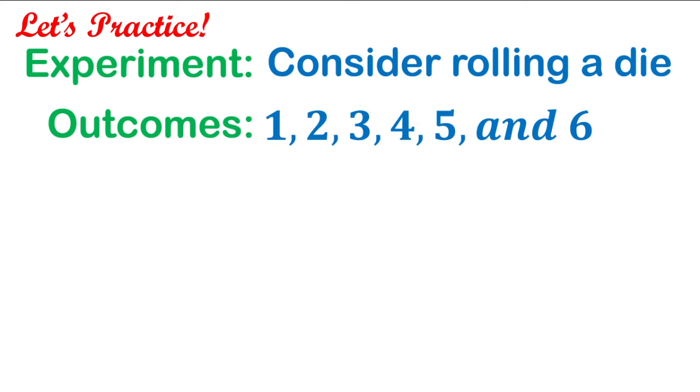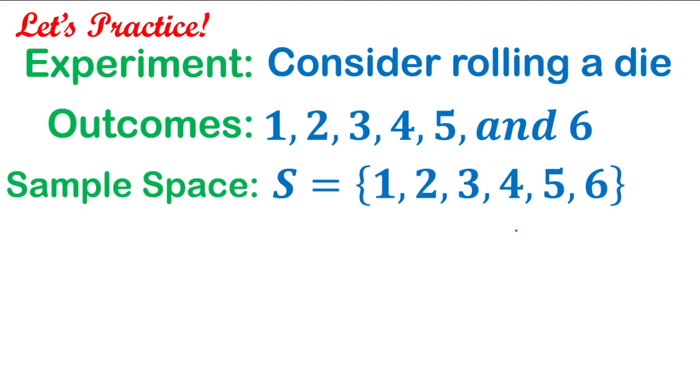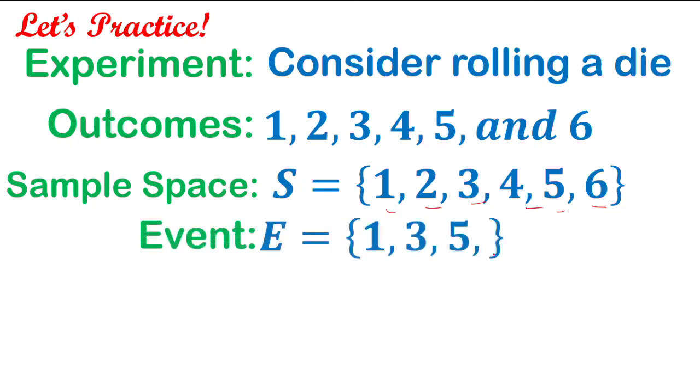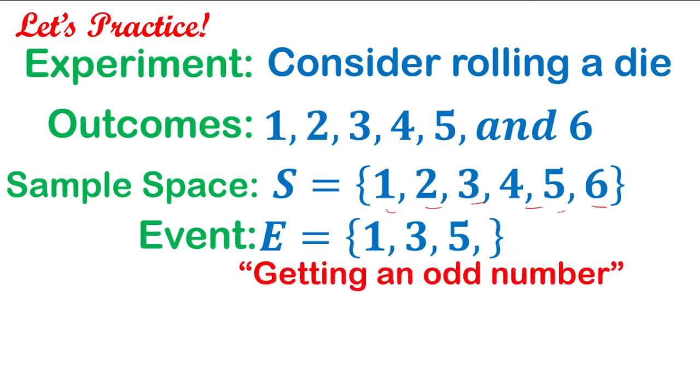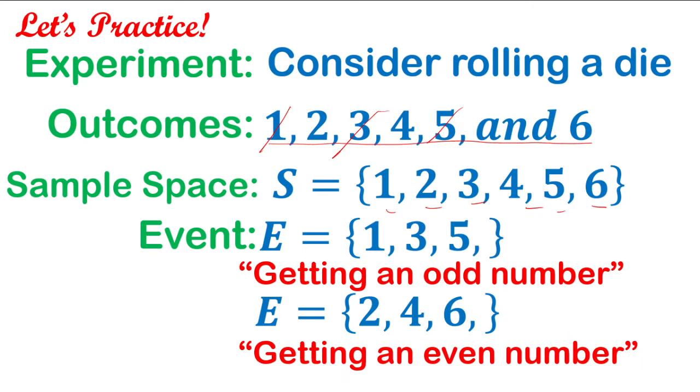Next. Now, let's practice. Say the experiment is rolling a die. In rolling a die, the sample space, or the outcomes, are 1, 2, 3, 4, 5, and 6, because a die consists of 6 faces with numbers 1 to 6. So, we have 6 outcomes. For the sample space, we have all the outcomes 1, 2, 3, 4, 5, and 6. For the event, say, when you roll a die, an odd number will appear. That is an event. What are the odd numbers in rolling a die? We have 1, 3, and 5. Another event: what if an even number shows? So, 2, 4, 6. We call those events. Getting an even number, getting an odd number.